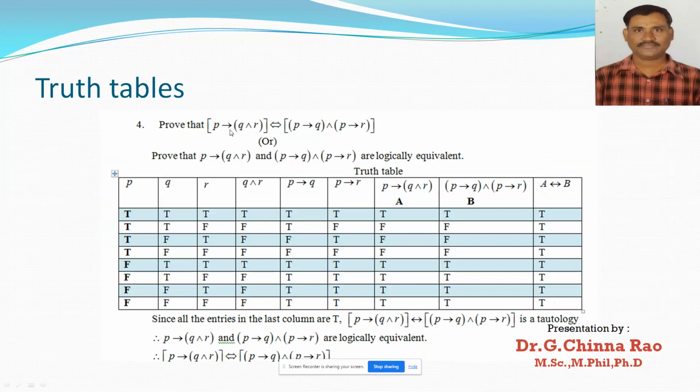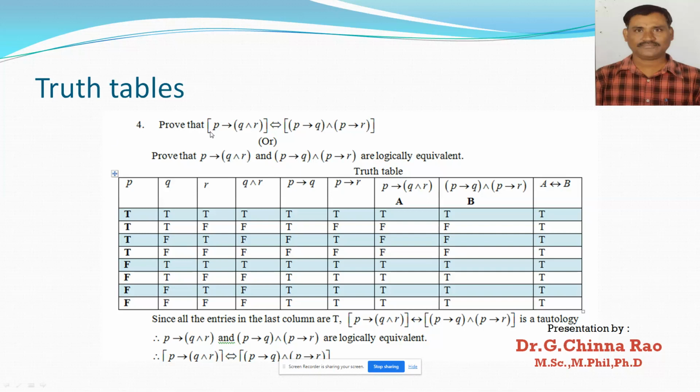Now prove that P conditional Q and R is equivalent to P conditional Q and P conditional R. And this question may ask like this: P conditional Q and R and P conditional Q and P conditional R logically equivalent. The examiner will ask the question in both ways. So, to prove equivalence, you have to form a truth table.